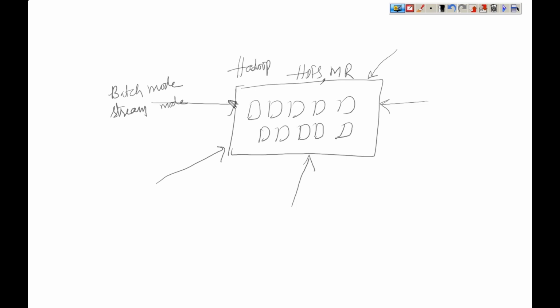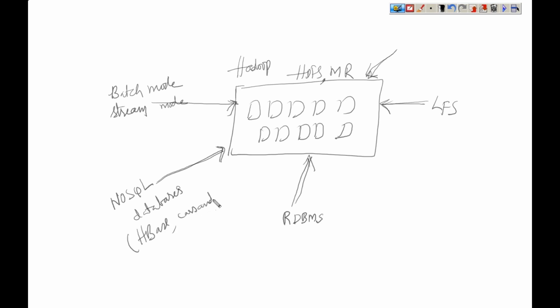To move the data into the Hadoop environment so that it can be processed, where can we bring the data from? It can bring the data from the local file system, from RDBMS, or from NoSQL databases. What is a NoSQL database? HBase, Cassandra, MongoDB, all these are called NoSQL databases. These are also big data databases. NoSQL stands for not only SQL databases.